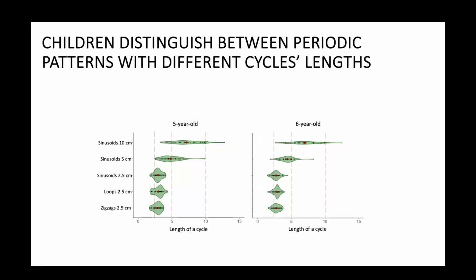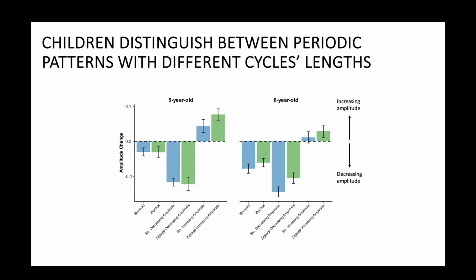We can also see here that children were able to distinguish between periodic patterns with different cycle lengths. So on the y-axis, I'm showing you all the functions that were used. So sinusoids with a cycle length of 10 centimeters, which means with a small frequency, sinusoids with a cycle length of 5 centimeters, and other periodic patterns with a cycle length of 2.5 centimeters. Then as you can see, both children of 5 years old and 6 years old were actually distinguishing them, because they were prolonging sinusoids with a cycle length of 10 centimeters with a longer cycle length compared to periodic patterns with smaller cycle lengths.